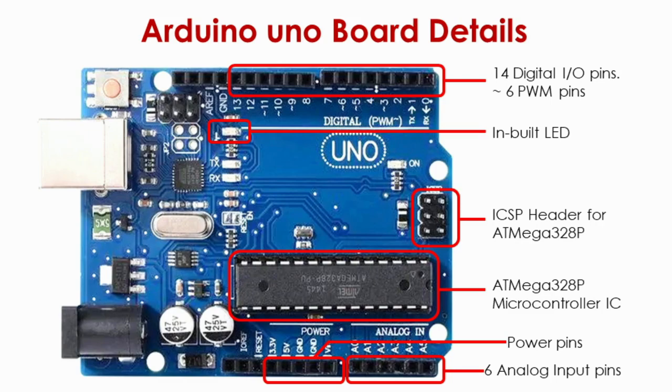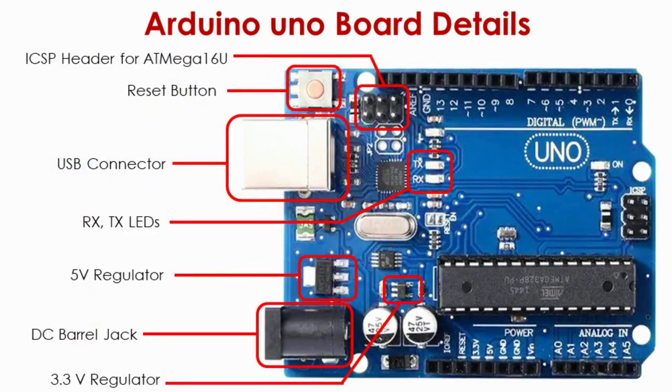Now let's see some of the other parts. At the top you can see again there are 6 programming pins. There is a reset button. We can reset the Arduino board if there is any challenge, or if you want to erase the program and reset it, you can use the reset button. Then there is a USB connector. The Arduino Uno board is connected to our laptops through the USB connector.